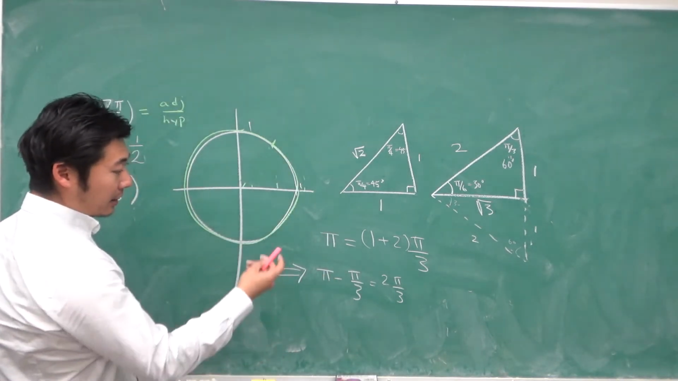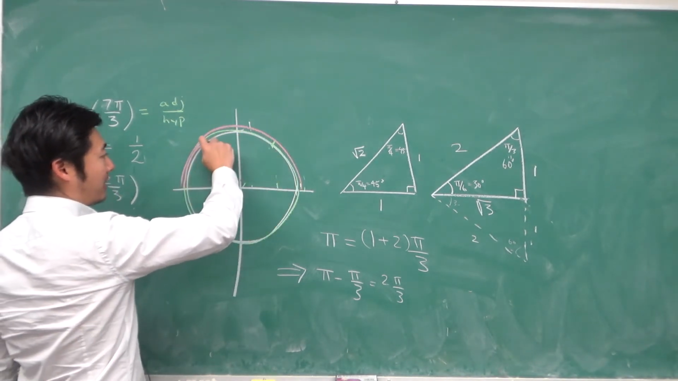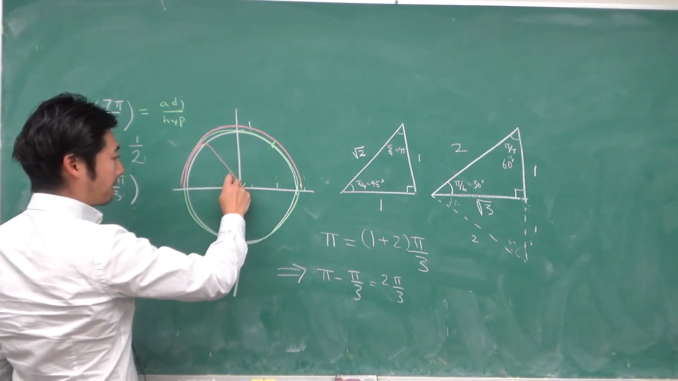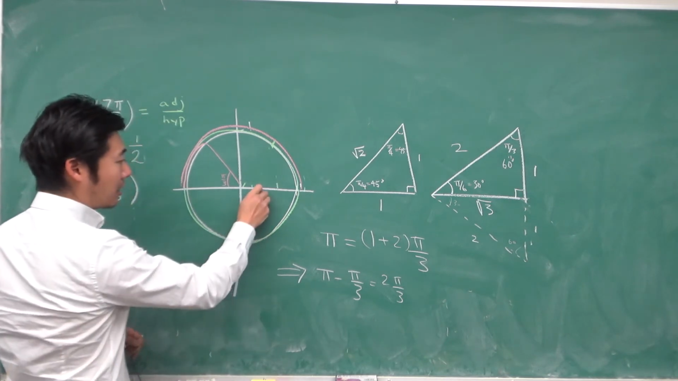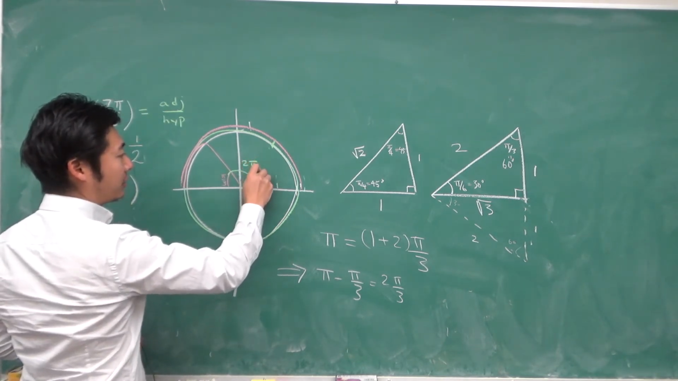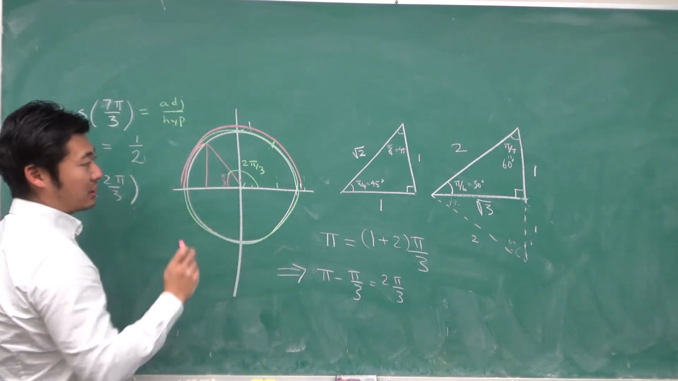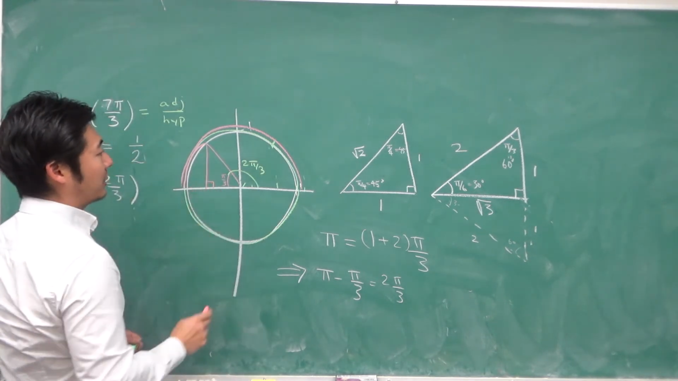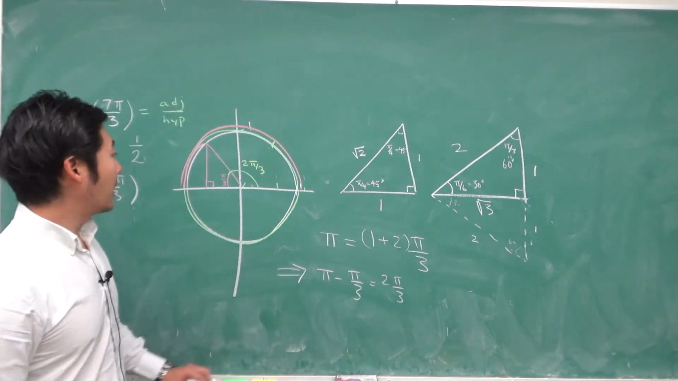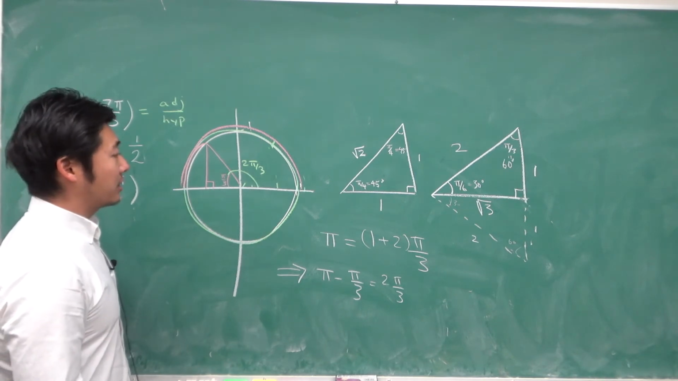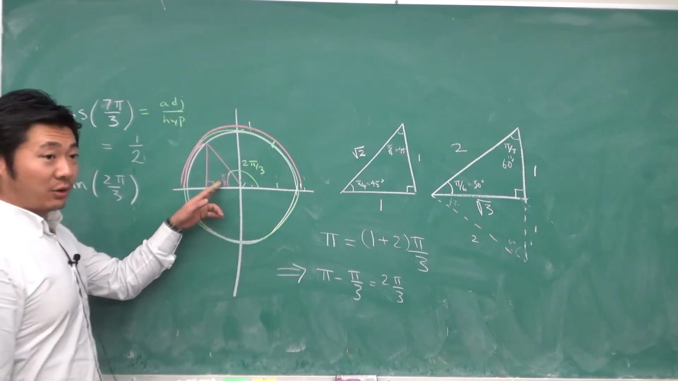So, if we go all the way pi, then we need to backtrack pi over 3. And this much is 2 pi over 3. And so this pi over 3 is going to be the reference angle to figure out the value of sines and cosines. So what we can do is look at our triangle here. So we have pi over 3 here.